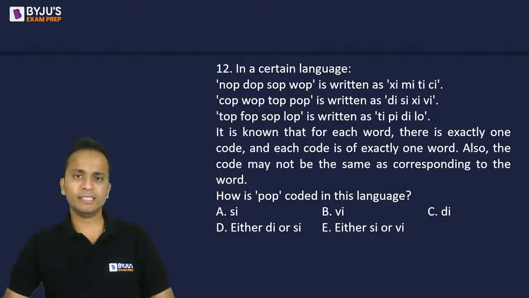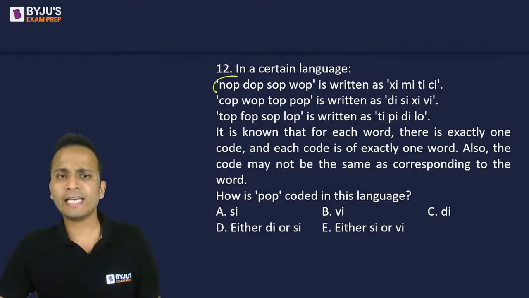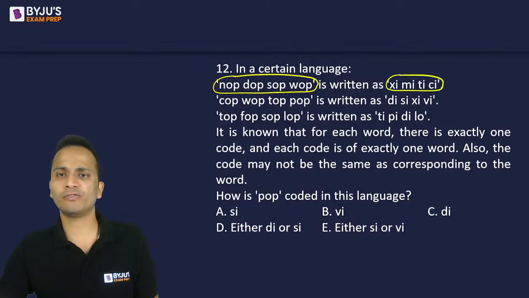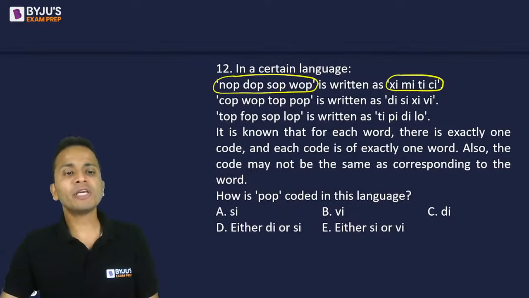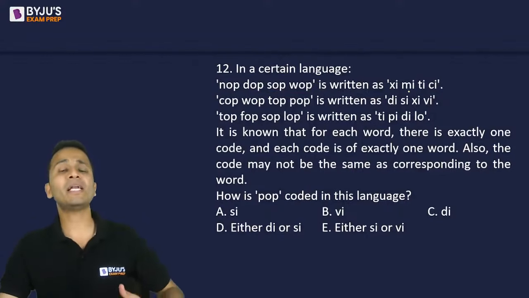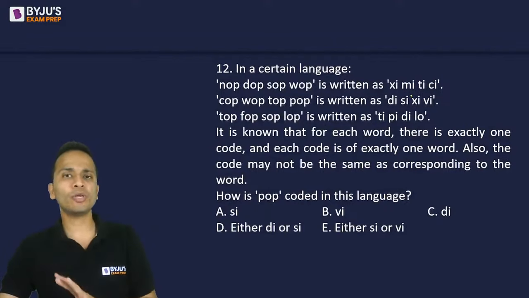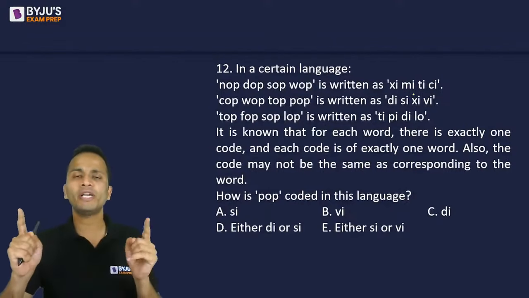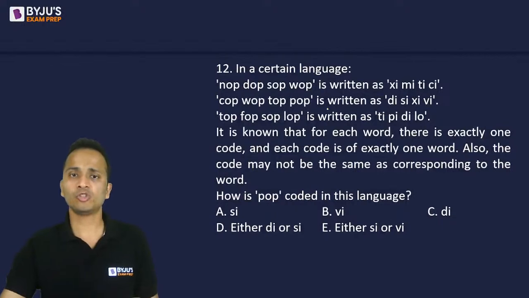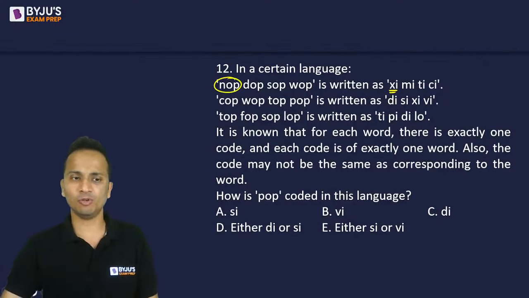Now let's have a look at this. So how do we approach this question? There is a sentence, a set of words, and it is written as this set of codes. Now what is the problem here? Every word has a particular code, but it may not be written at its corresponding place. So we can't say that NOP is coded as XI. No, we can't say that.